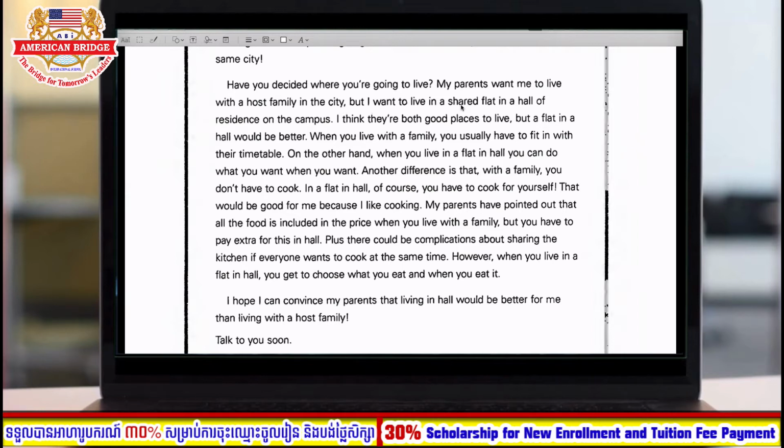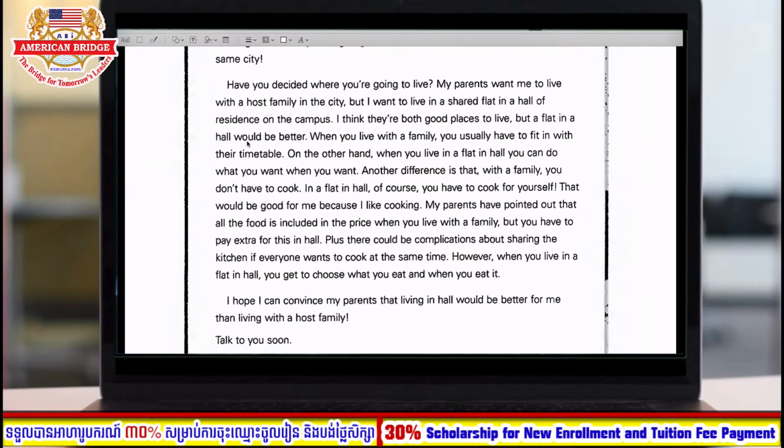But I want to live in a shared flat in a hall of residence on the campus, and so forth. Right here, I think after reading the first sentence of the second paragraph, we already know what the paragraph is about, right? Generally, the paragraph tries to talk about two things. What are they? The first one is living with a host family, and the second one is living in a shared flat in a hall of residence on the campus.